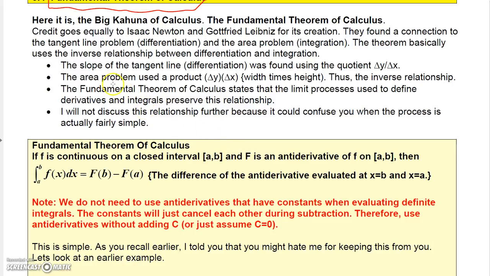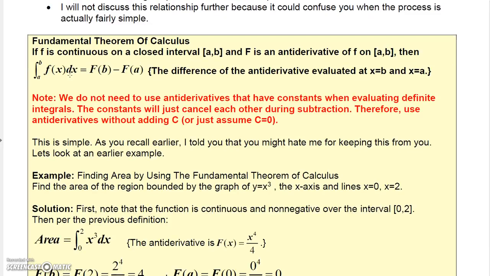So basically, if you go back, we know the slope of the tangent line was found by using the quotient, the change in y with respect to x. The area problem actually used a product of delta y times delta x, width times height, thus the inverse relationship. The fundamental theorem of calculus states that the limit processes used to define derivatives and integrals will preserve this relationship. I don't want to confuse you too far, but this theorem comes from that inverse relationship. So let me just give you the fundamental theorem of calculus.